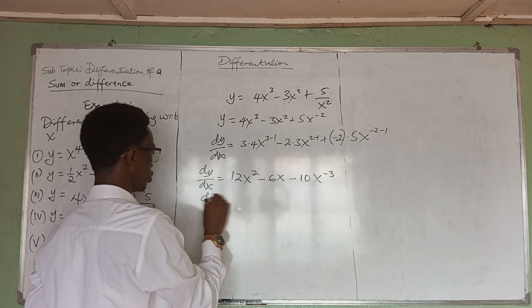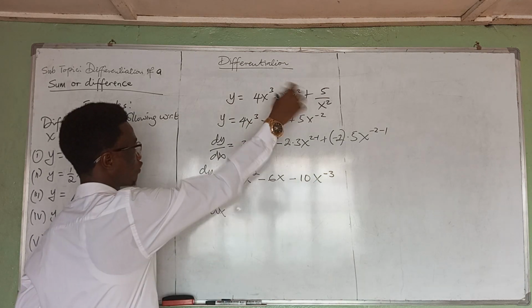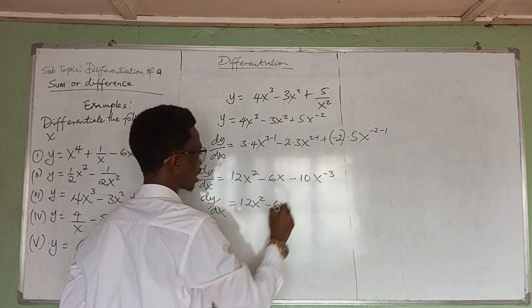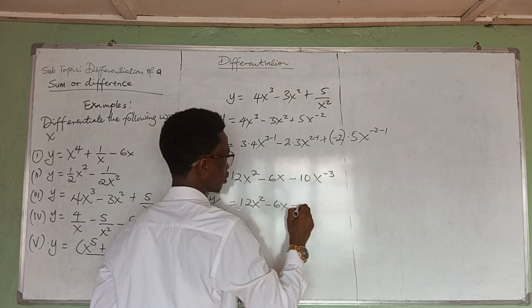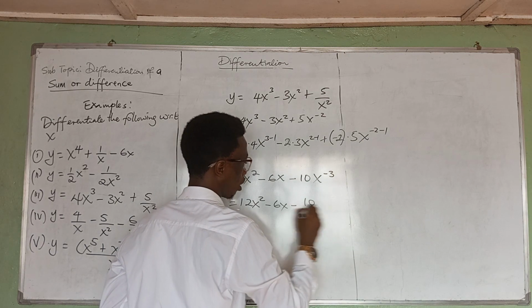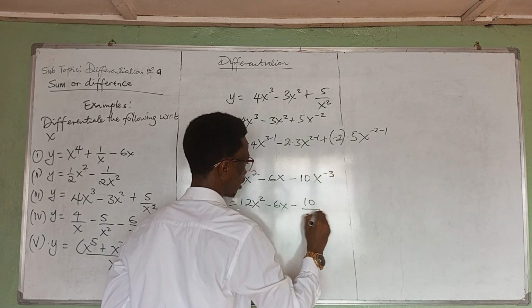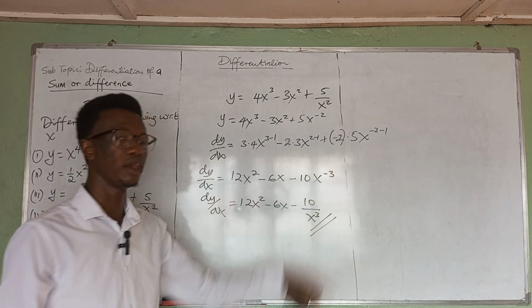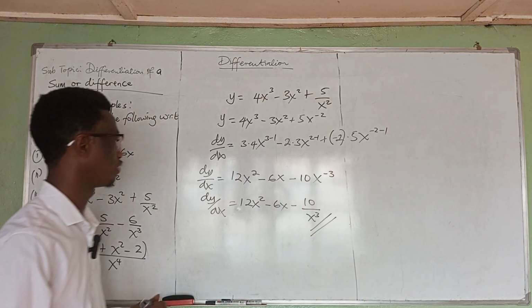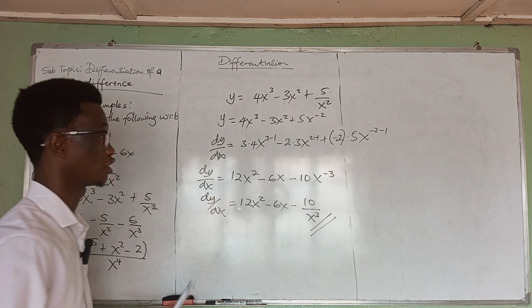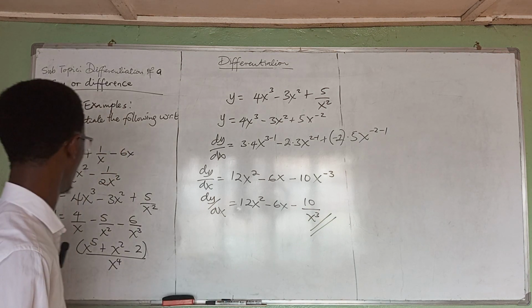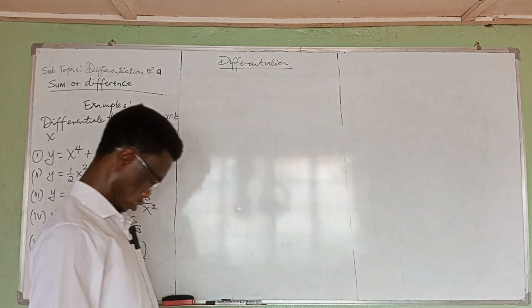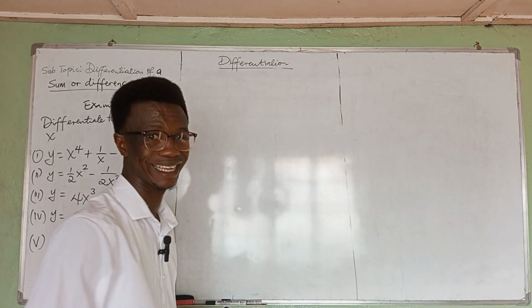All you need to do is to write it back to this form. So this becomes 12x squared minus 6x, minus 10 all divided by x raised to the power positive 3. Okay, if I'm bringing this one down again, it changes to a positive power. So that's your answer for this one. Okay, so let's look at the next problem.